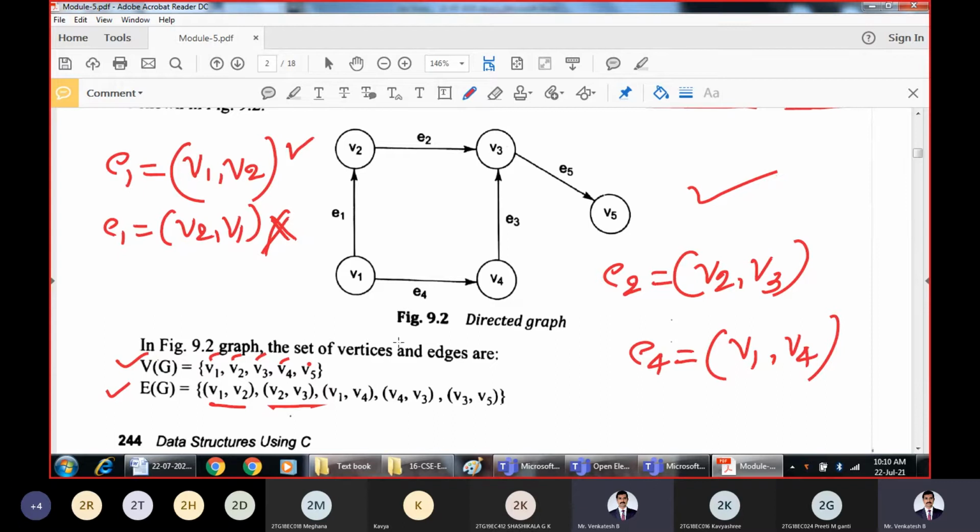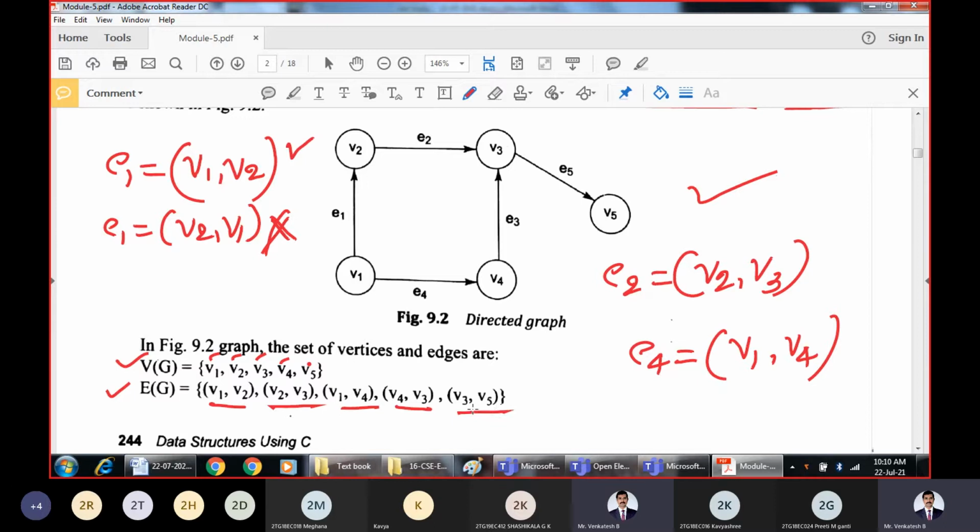V4 to V3 is one edge. Then V1 to V4 is another edge. And V3 to V5 is another edge.